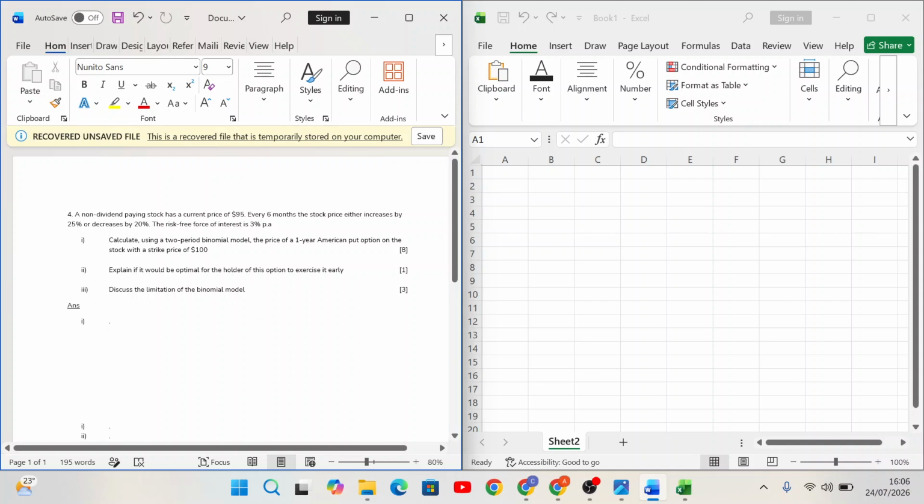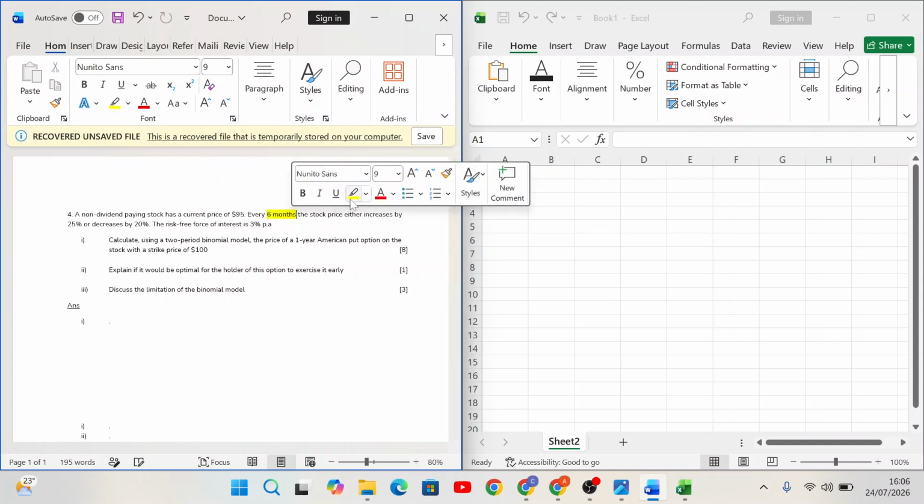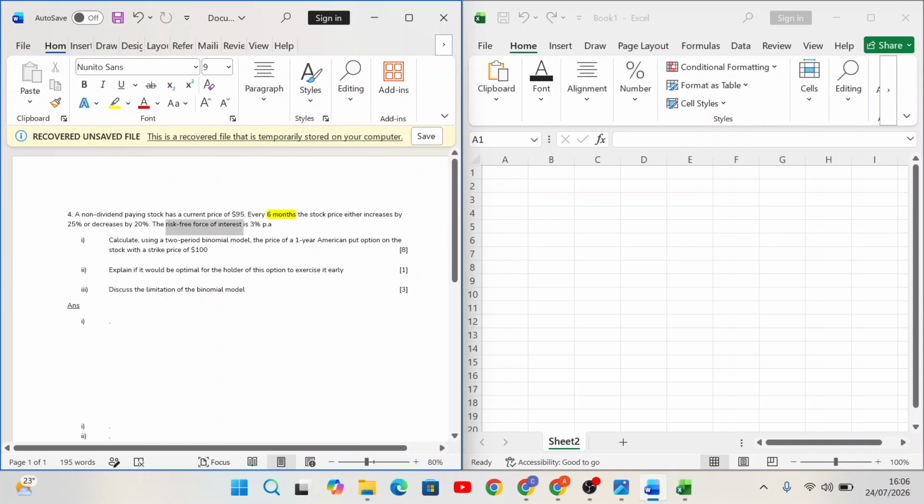Every 6 months, this is to note 6 months, the stock price either increases by 25% or decreases by 20%. The risk-free force of interest, this is also to note, force of interest, meaning it's continuous and not discrete, is 3% per annum. Calculate using a two-period binomial model the price of a 1-year American put option.